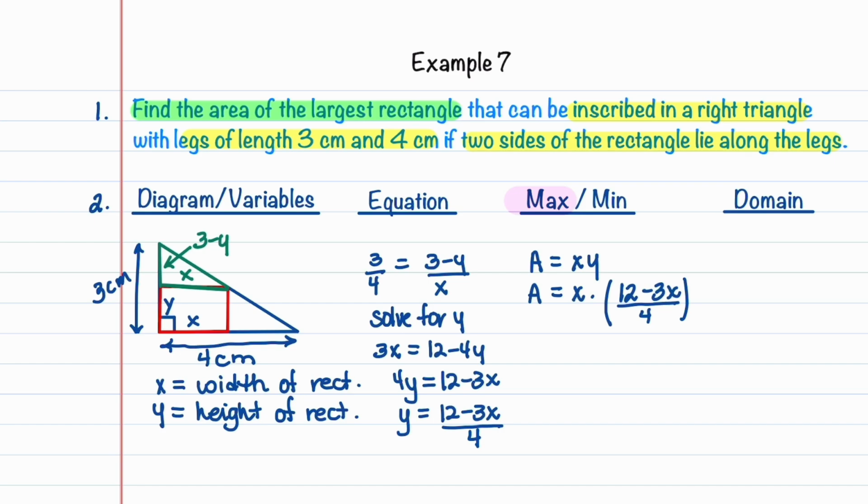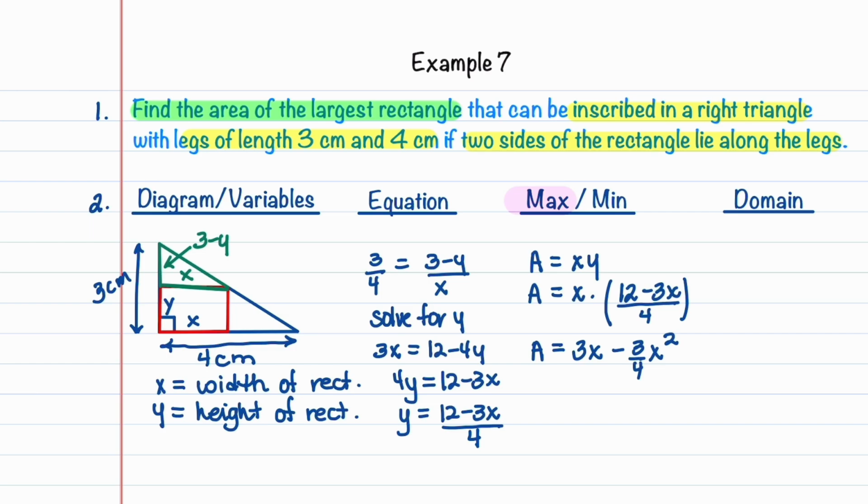What we're going to do in step 3 is take the derivative of A so that we can find its critical values. It makes it easier to take the derivative if we write A in the simplest form possible. So I'm going to rewrite this, and I'm going to say that A is equal to 12 over 4, which is 3. So we have 3x minus 3/4 x squared. Then we can take the derivative easily without having to use the product rule.